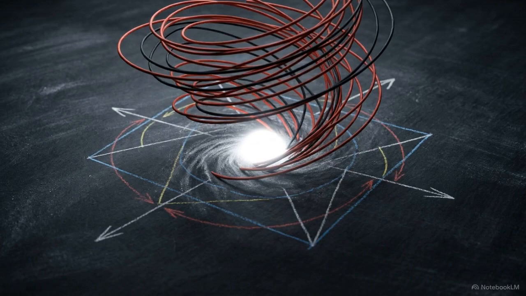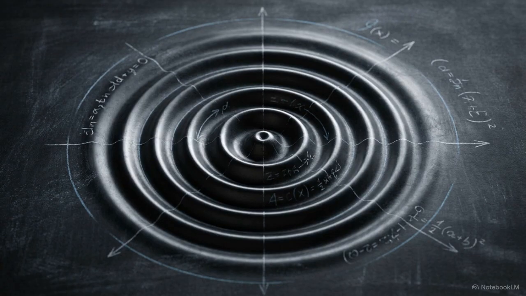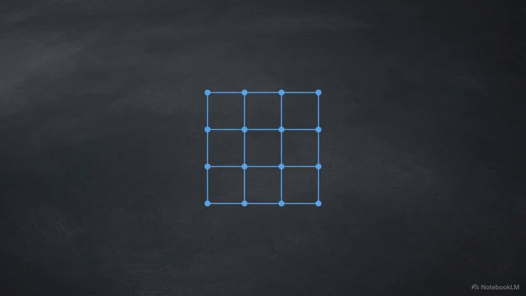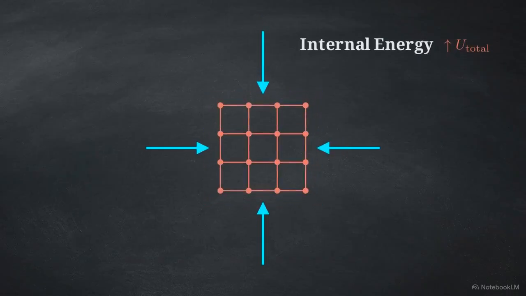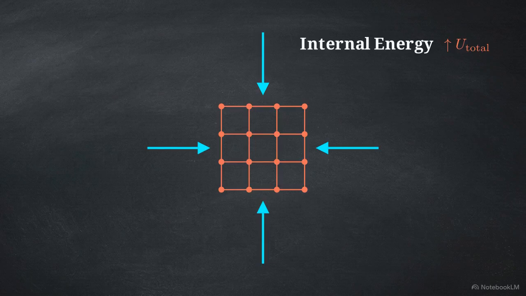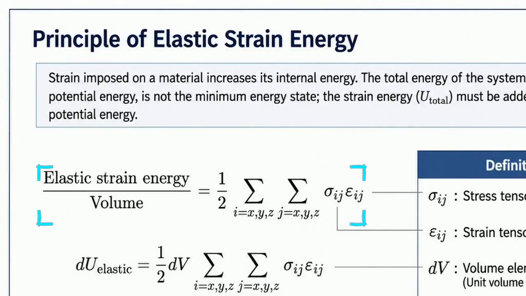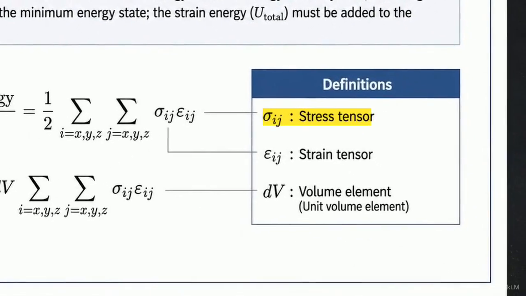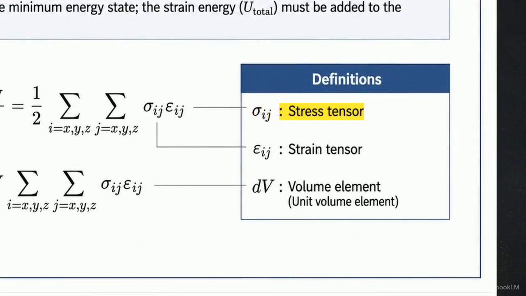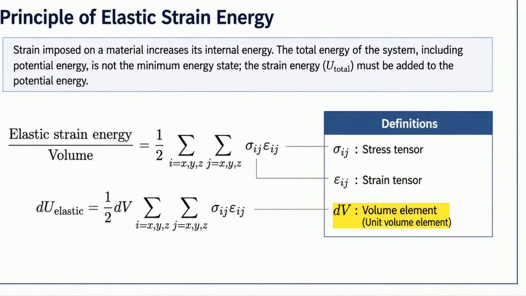To quantify the power of a dislocation, we have to look past the mathematical singularity at its core and measure the massive, far-field stress footprint it stamps onto the surrounding material. Forcing any material to strain structurally increases its internal energy state. We define this using the elastic strain energy equation, which relies on the product of the stress tensor, sigma ij, and the strain tensor, epsilon ij. To find the system's total elastic energy, we integrate this product over a specific volume element, represented by dV.